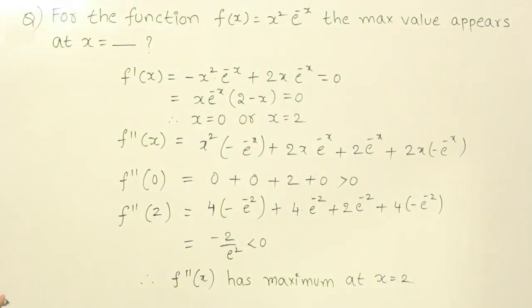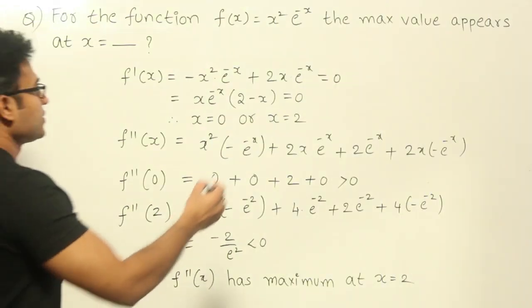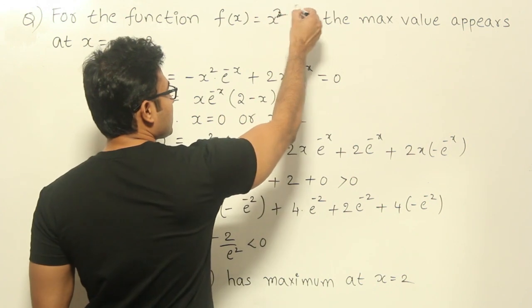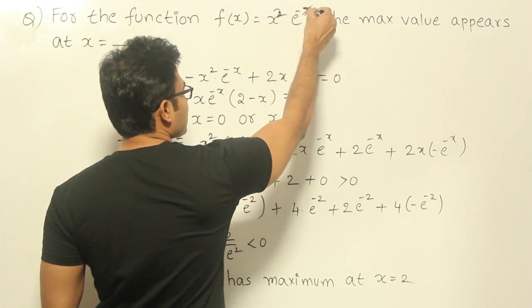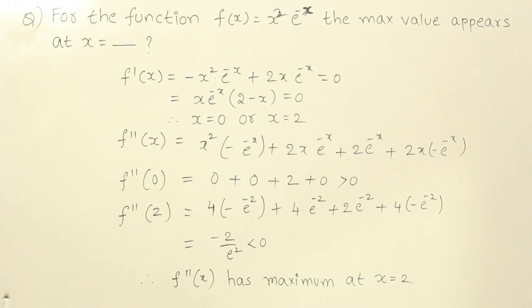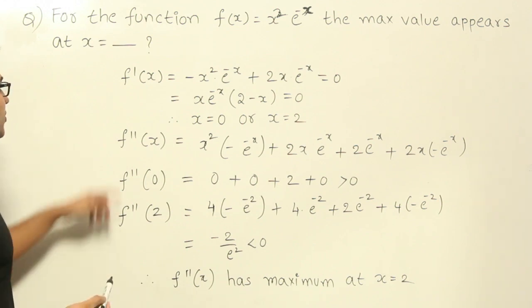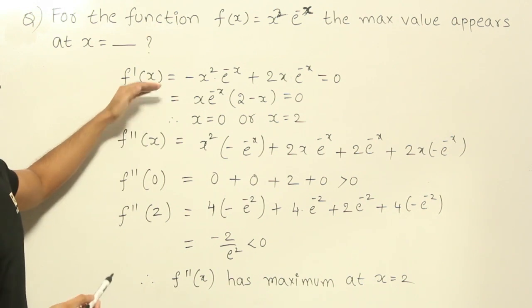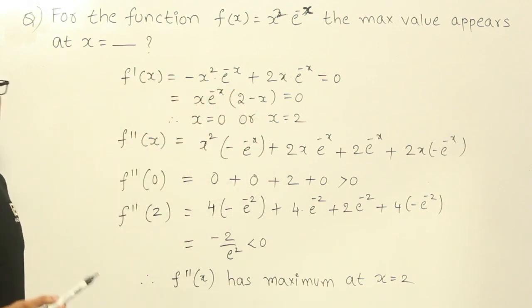Let's see this question. For the function f(x) = x² e^(-x), the maximum value appears at x equal to what? For this you are supposed to find f'(x) and then equate it to 0 so that you will find the stationary points.